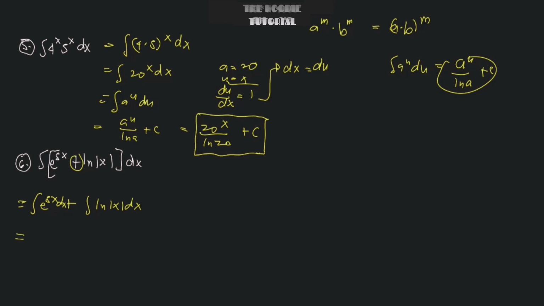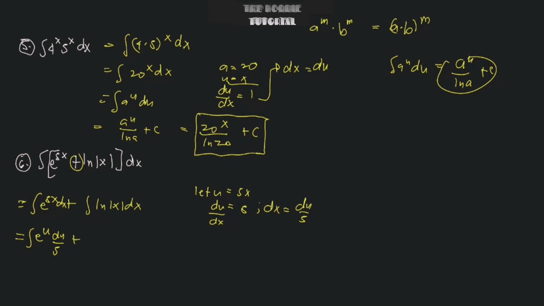So first, we have e raised to 5x. Therefore, in the first term, we can let u equal 5x, and in deriving that u, du over dx will become 5, since the derivative of 5x is just 5. Then finding dx, it is just equal to du over 5. Therefore, we can now substitute the value. We have e^u, and our dx for the first term would be du over 5.